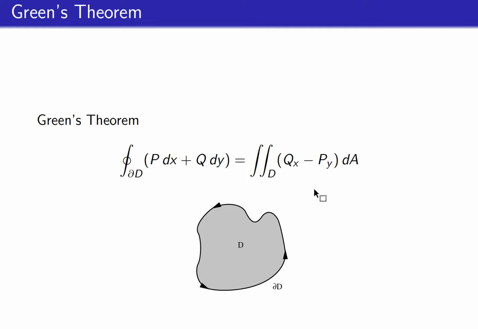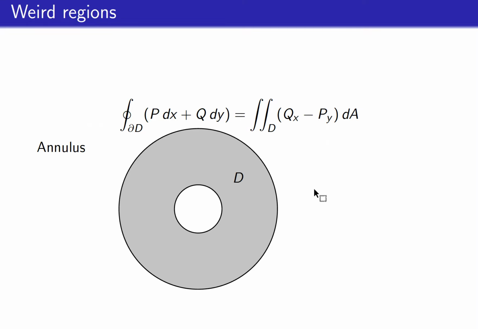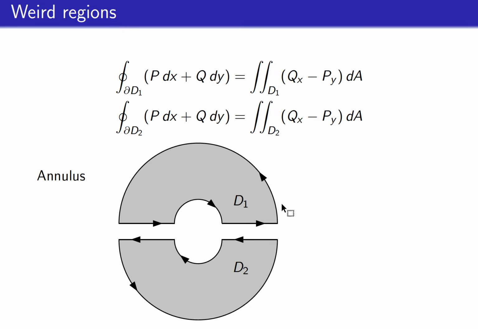There is one kind of thing that I have not shown you yet that can happen with a region, and I'm going to call this weird regions. Here's an example. It's the region between two circles. Such a thing is called an annulus. It's a Latin word for ring. And the question is, is there a Green's theorem for this thing? Yes, there is.